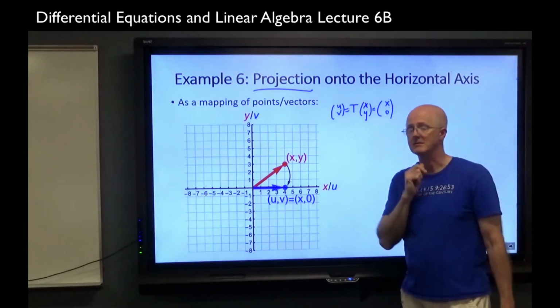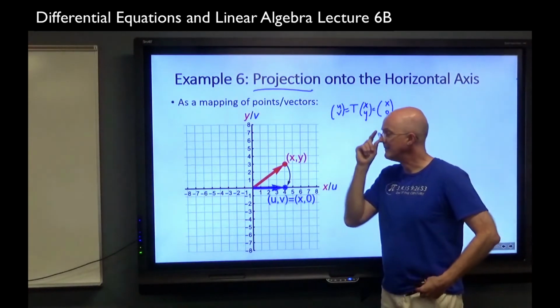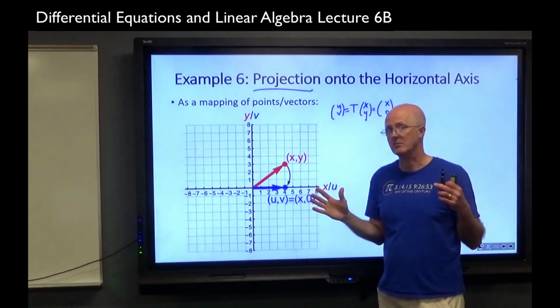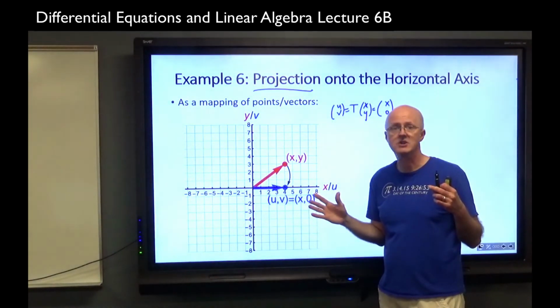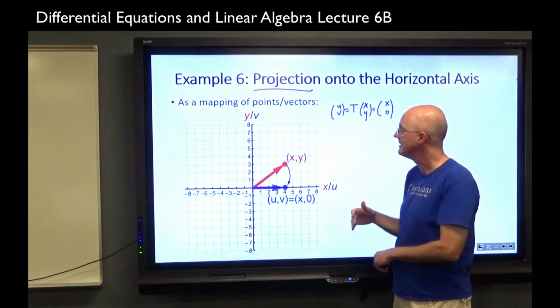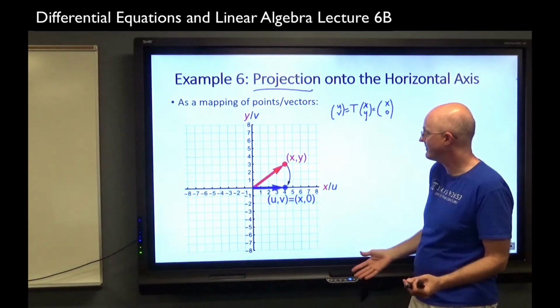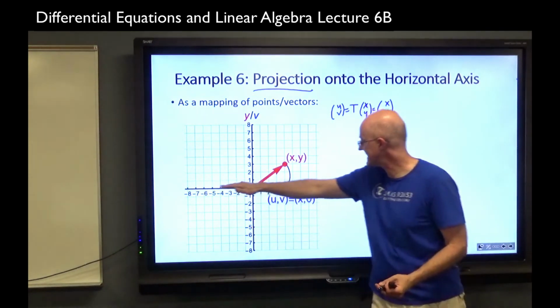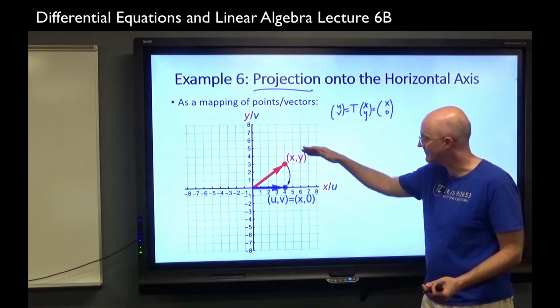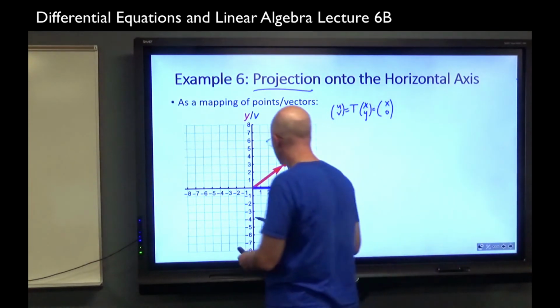This is an example where the image of T is not all of the plane. This function is not onto. The other examples actually are onto. The image of T, the set of all possible outputs of T, is this horizontal axis. All these points or vectors get mapped onto it. And that happens when they're down below as well.